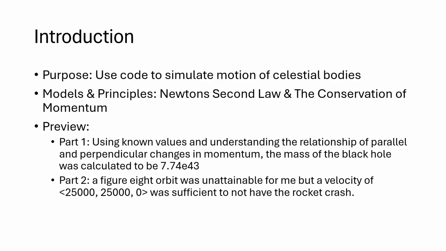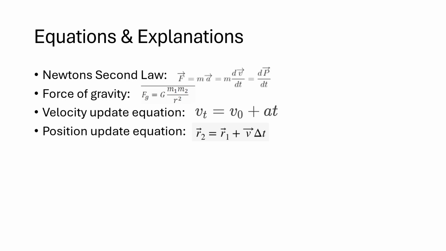And so as for the preview, you knew the relationship of parallel and perpendicular change in momentum. And using that, we could find the mass of the black hole, which was found to be 7.74 times 10 to the 43rd. And then in part two, I found that a figure-8 orbit was unattainable for me, but that a velocity of 25,000 was sufficient to not have the rocket crash.